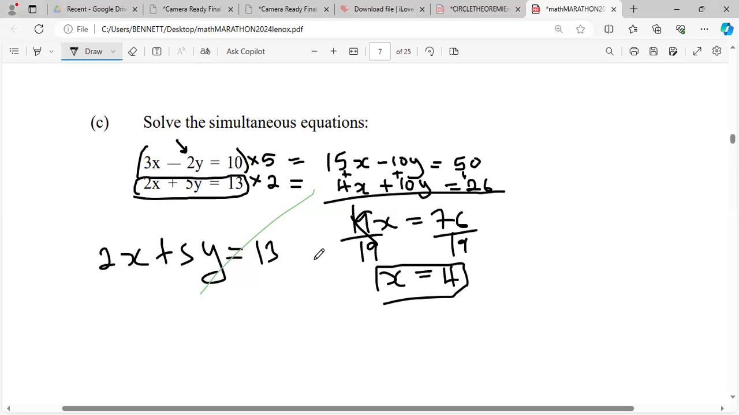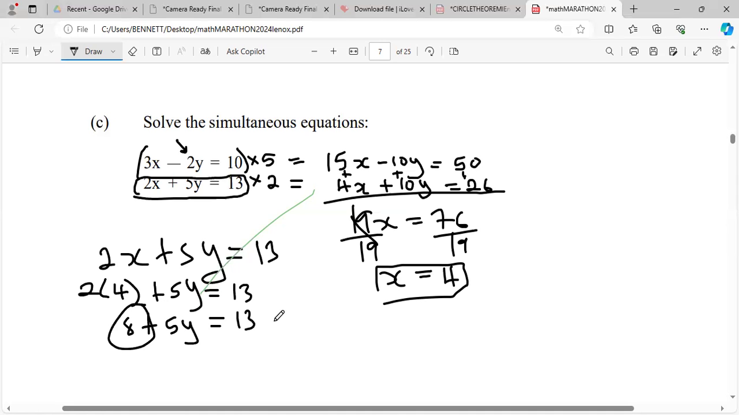We know x is 4, so I'm going to substitute the 4 in the equation, plus the 5y equal 30. 2 4s are 8, and then we know the rest already. We just substitute. After we substitute, we multiply, and then it's a plus 8, so we minus 8 from both sides. So 5y equal to 5. And then we divide by 5. So y is 1. Long story short, 5 divided by 5, that's 1.